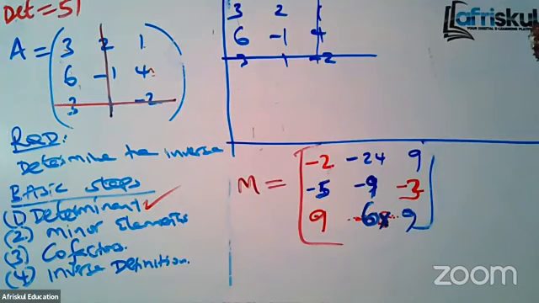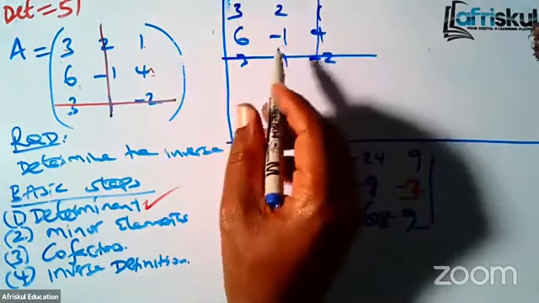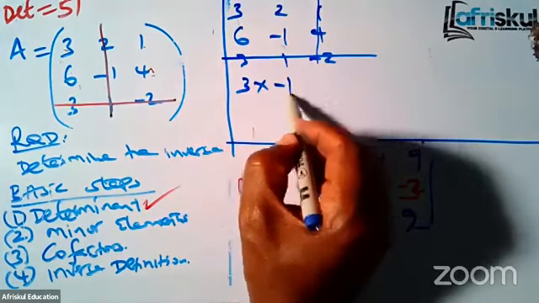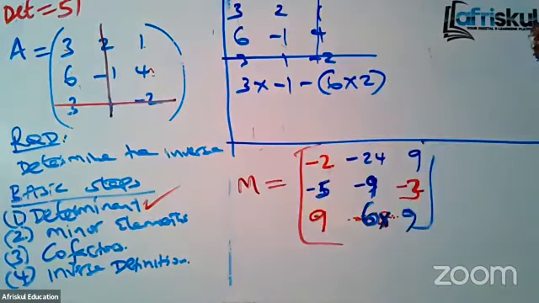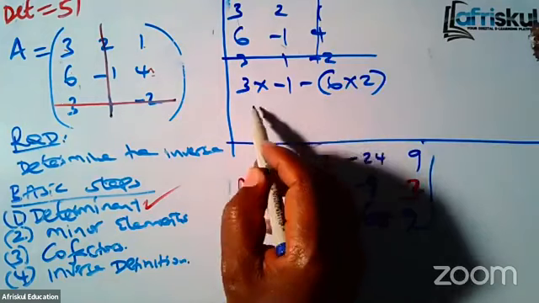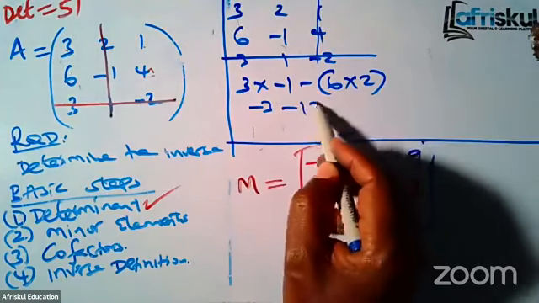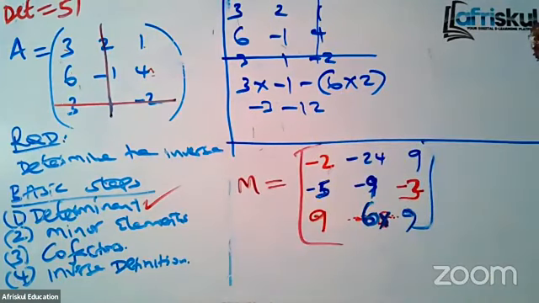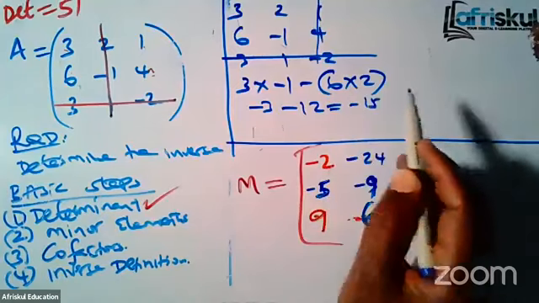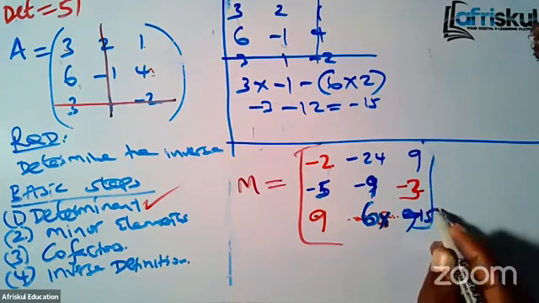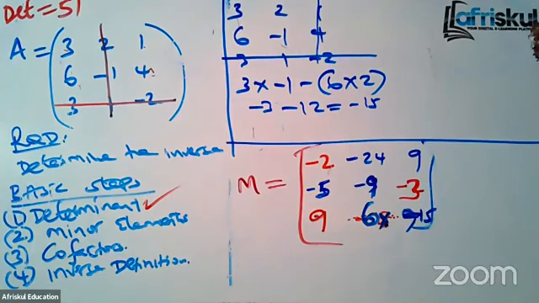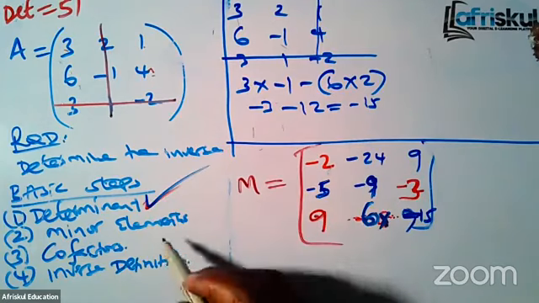How do we get the determinant here? First of all, product of primary, this will be 3 times minus 1, minus product of secondary, which will be 6 times 2. So then this will be minus 3 minus 12. Minus 3 minus 12 gives me negative what here? Negative 15. So now, ladies and gentlemen, we are through with number 1 and number 2.